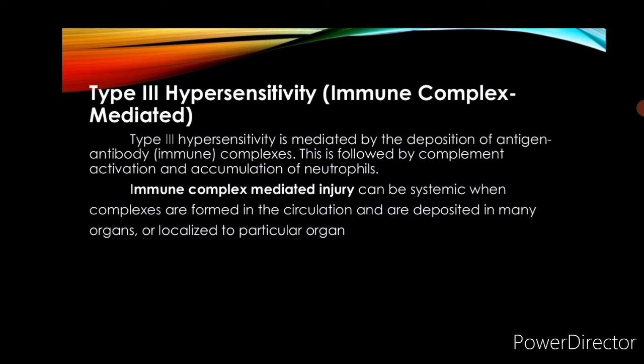Immune complex mediated injury can be systemic when complexes are formed in the circulation and are deposited in many organs, or localized to a particular organ, such as kidneys, joints, or skin. Both have the same mechanism of tissue damage. The sequence of events and situations that contribute to the creation of immune complexes, on the other hand, varies.